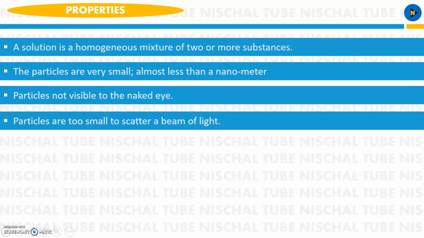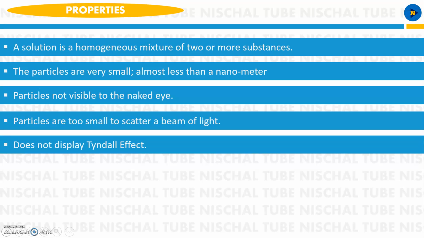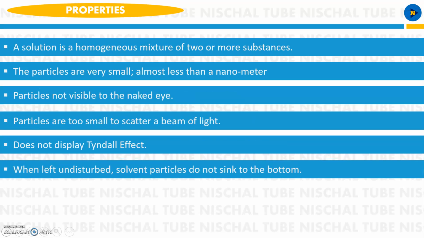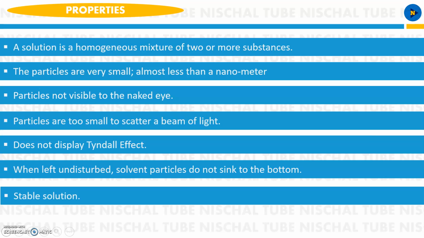The particles are too small to scatter a beam of light. We'll talk about the Tyndall effect, which is scattering a beam of light, very soon. So in other words, since the particles are too small to scatter a beam of light, it does not display the Tyndall effect. The Tyndall effect basically means that the particles of a solution, suspension, or a colloid are able to scatter the light particles and make the path of the light visible when it is shined through a glass containing that substance. And when left undisturbed, the solute particles do not sink to the bottom, making it a stable solution.